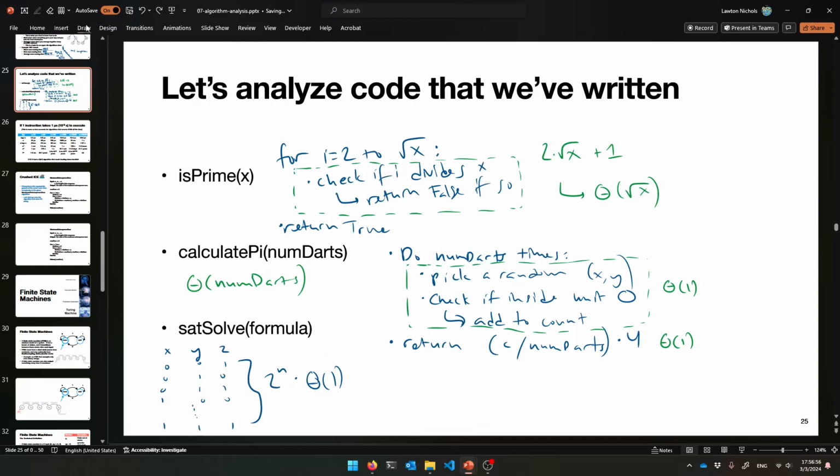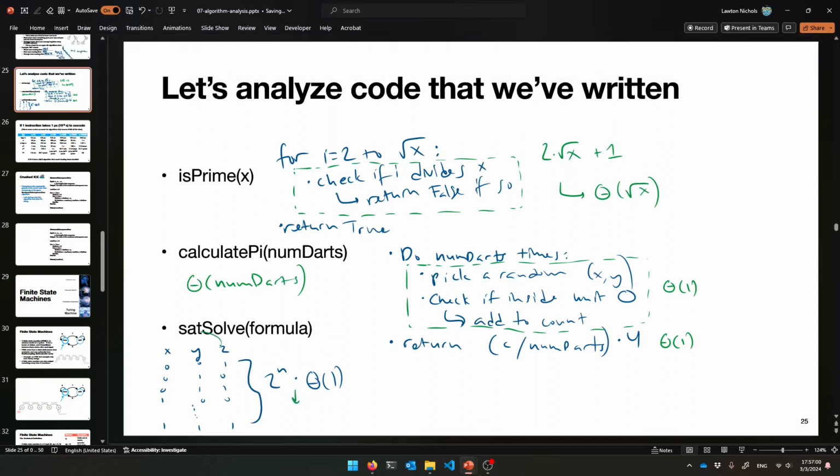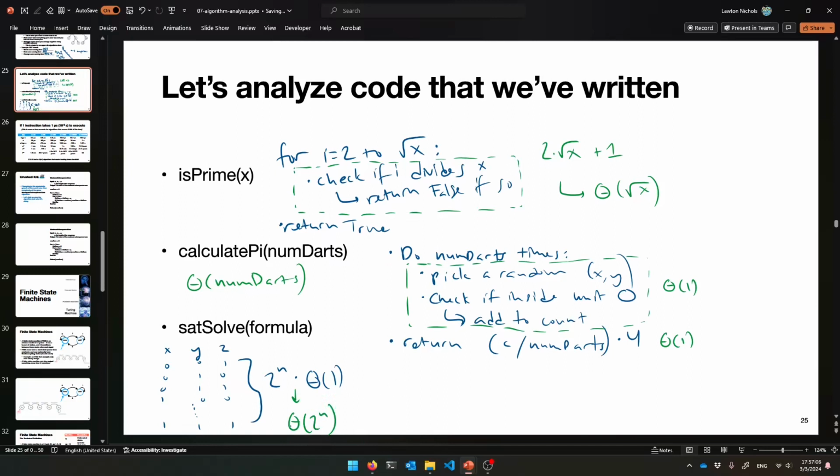So our analysis then is, well, worst case, best case, it's all the same because we're trying all these options. Right, we got to try them all. So we're trying 2 to the n options and doing constant work at each option. So this is theta of 2 to the n. This is exponential complexity. This gets really big really fast. And so for formulas with a lot of variables, your program's not going to finish within your lifetime. It's crazy to think about that, but that's how it works.